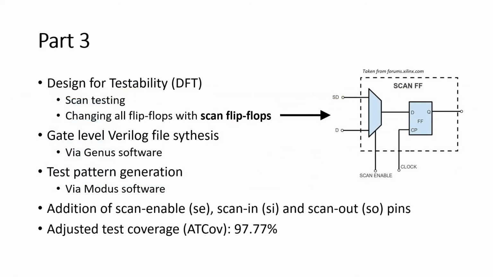In part 3, which is the final part, we are required to add a design for testability feature, and the chosen method is scan testing, which requires all flip-flops in the design to be changed with scan flip-flops, shown in the figure. For this task, I regenerated the gate level Verilog file using Genus and generated the test patterns using Modus software. The procedures add 3 additional pins, scan enable, scan in and scan out, to the design. After the simulation with test patterns, it yielded an adjusted test coverage of 97.77%, which means the scan can detect almost any error in faulty chips.